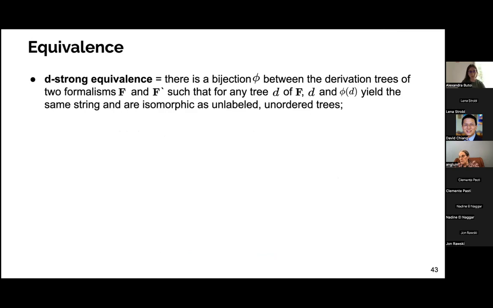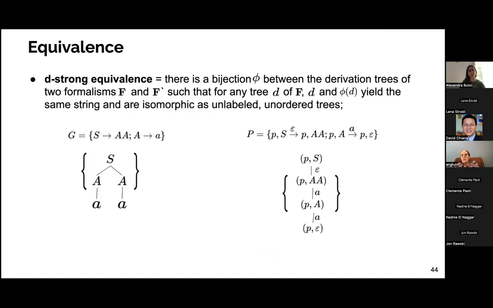The other notion of equivalence that we introduce is strong equivalence, which requires two formalisms, F and F prime, to have some bijection between the derivation trees, such that for any tree D of F, D and phi of D yield the same string, and the trees are isomorphic as unlabeled, unordered trees.